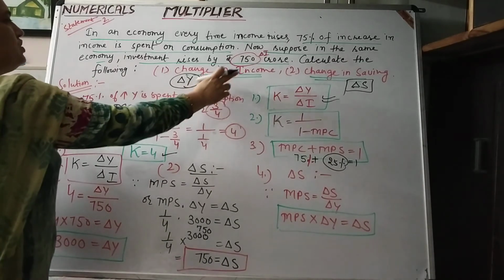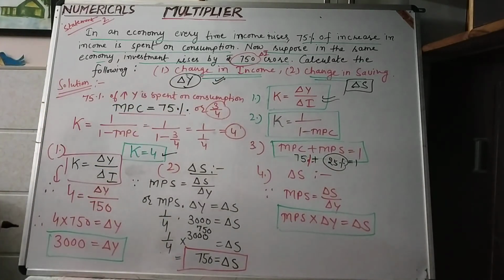So in this way we can calculate the values of either change in income, change in saving, or change in consumption. So that's all regarding this numerical.